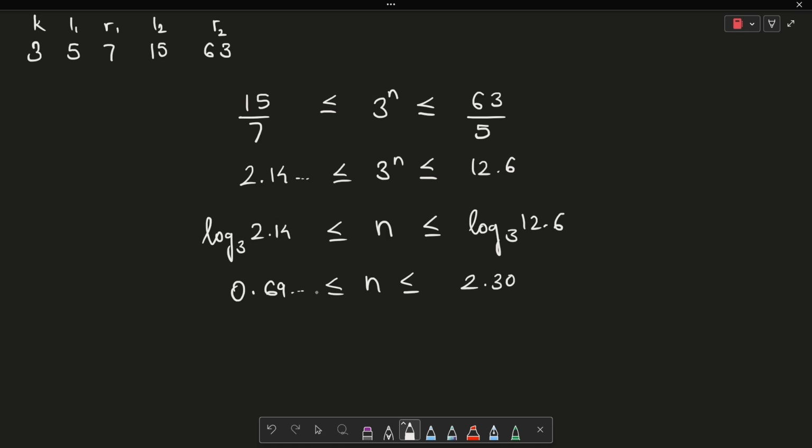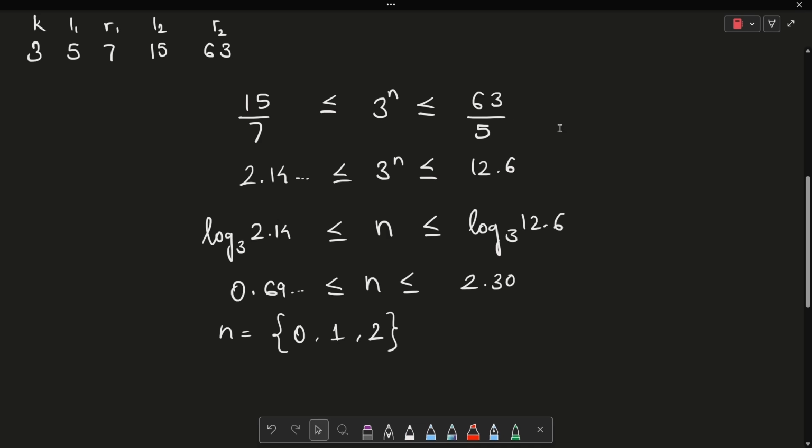So the first non-negative integer greater than 0.69 is obviously 1, then it will be 2, because 2 is still less than this. Can we take 3? No. So that simply means that my n will range from 0 to 2, right? So this is the first thing that I have concluded.